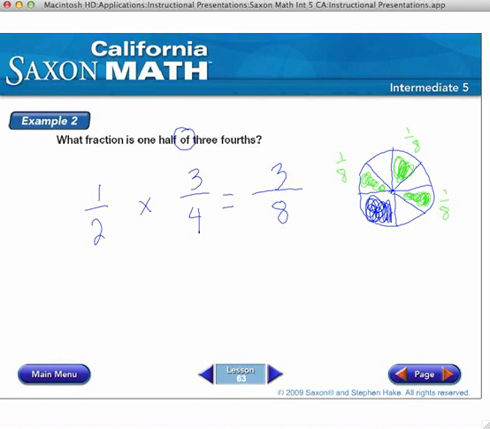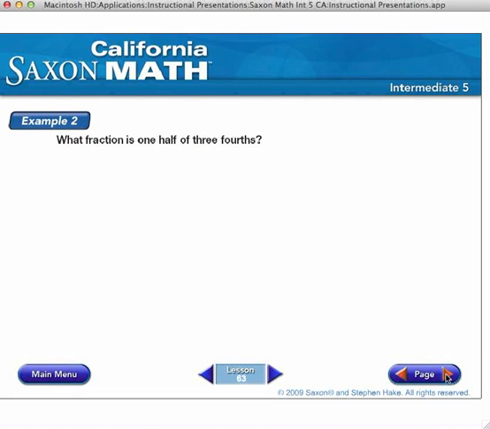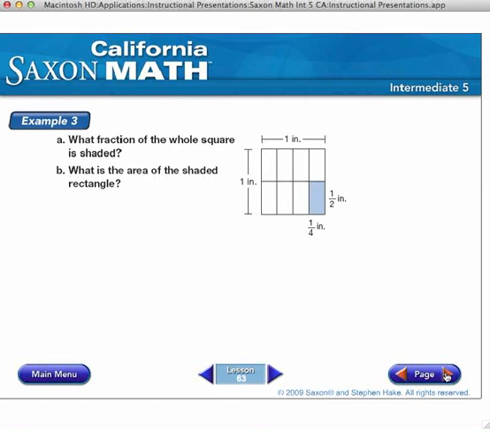Okay, let's look at example 3. Okay, example 3. What fraction of the whole square is shaded? Okay, so fraction, we're looking at how many squares there are. So I have one share that's been shaded out of 1, 2, 3, 4, 5, 6, 7, 8. So 1/8 of the whole square has been shaded.